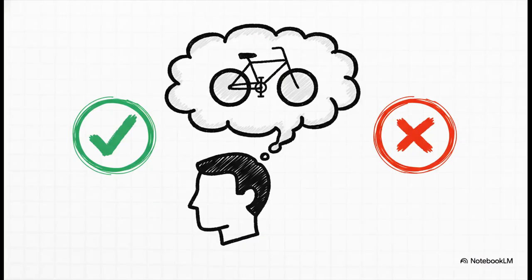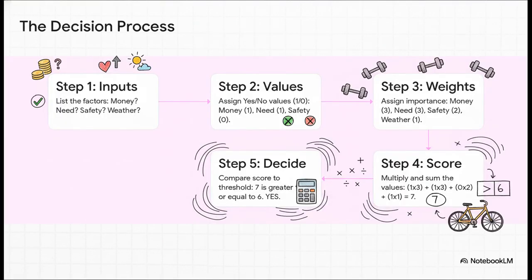So, let's say you're thinking about buying a new bike. It's a classic yes or no situation. How does your brain actually process that? Well, it probably does something that looks a whole lot like this. All right, let's break this down. First, step one, you list out the factors. These are our inputs. Do I have the money? Do I need it? Is it safe to ride where I live? Is the weather generally good?